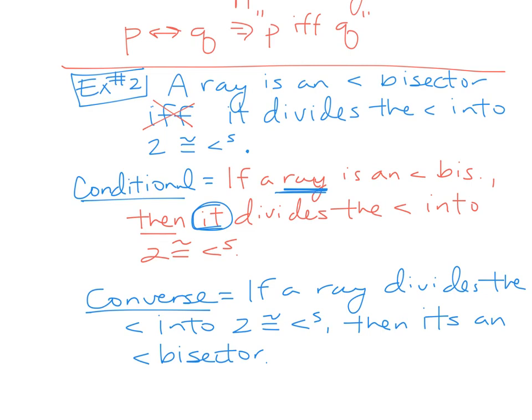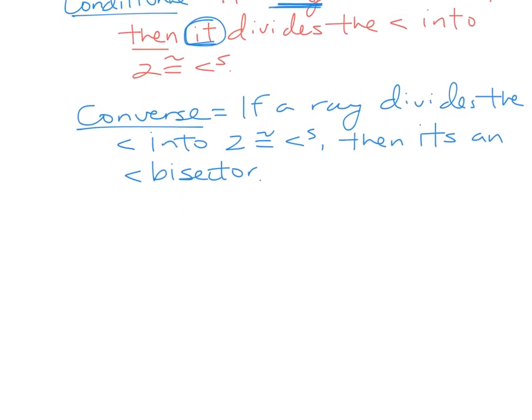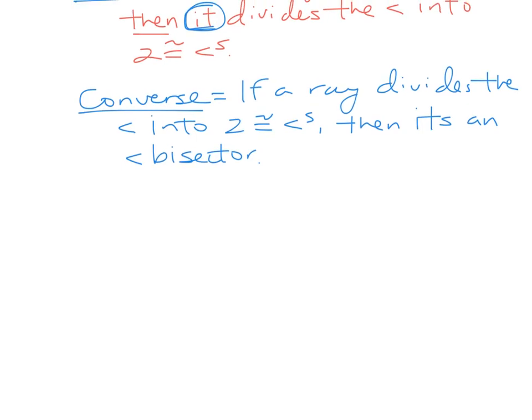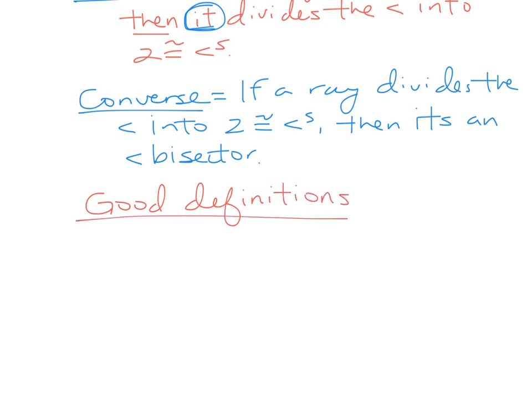Okay, we're going to talk a little bit about what makes something a good definition in terms of the math that we're going to be doing. Okay. So, good definitions. They're going to have three different qualifiers. The first one is you have to use clearly understood terms.